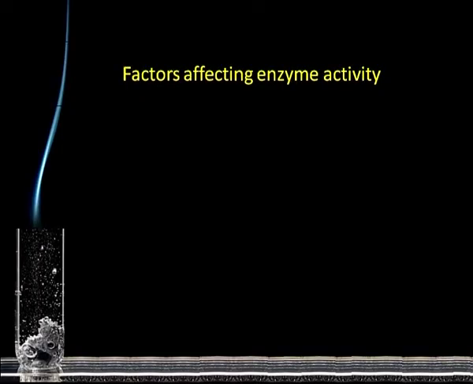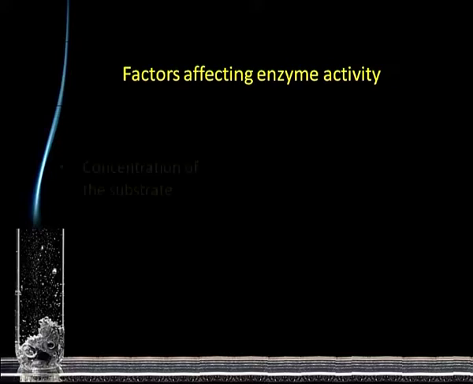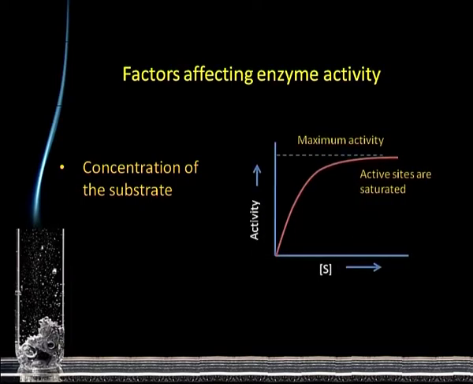Now, there are several factors affecting enzyme activity. We have seen factors affecting the catalytic action in our laboratory made catalyst. Similarly, there are factors which influence enzyme activity. Concentration of the substrate: we keep the concentration of the enzyme constant and vary the substrate concentration. When the substrate concentration is low, activity is low, and as the substrate concentration is increased, the activity starts leveling off and finally reaches a maximum, at which we have maximum activity.